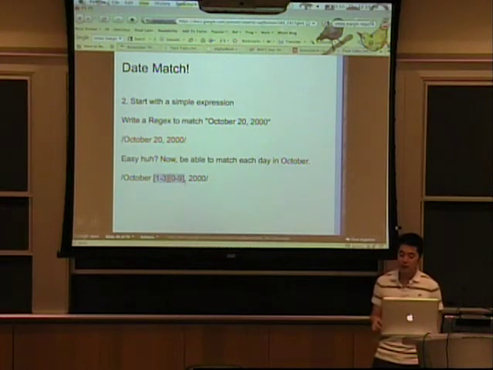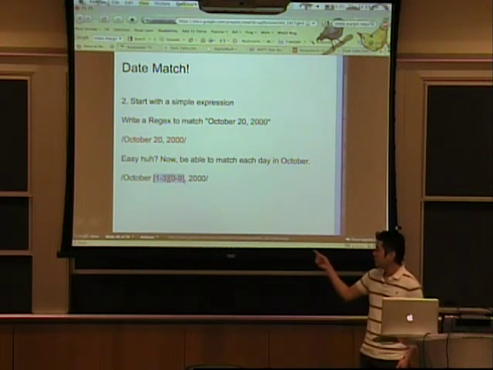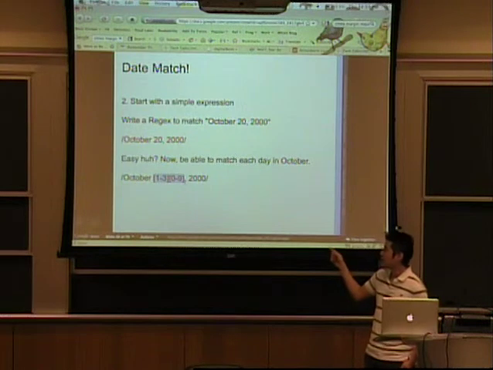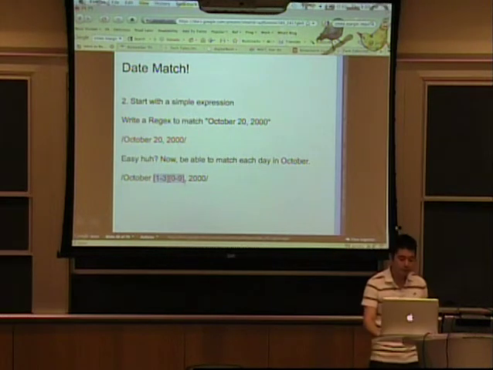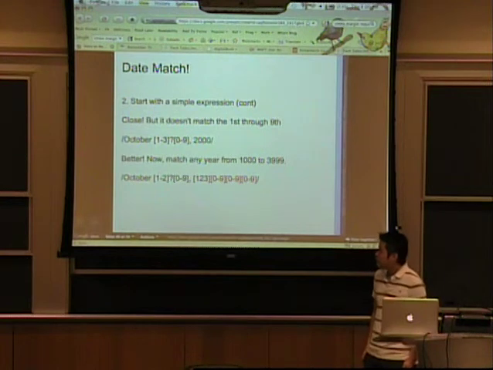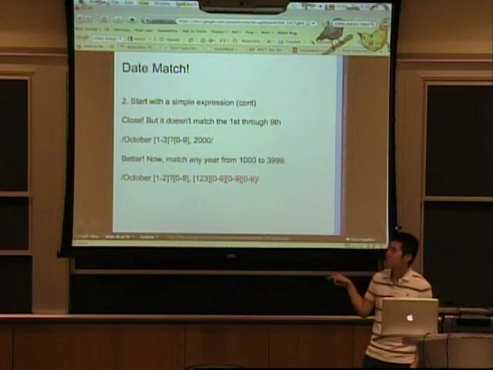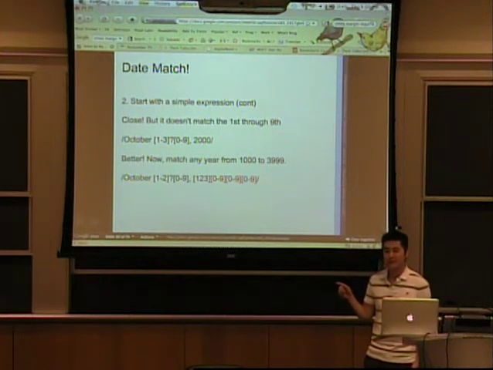Now, there's something wrong with this, which I'll go over in the next slide, but basically what we're trying to do here is match a 1 to a 3 and a 0 to a 9 as the second digit. Okay, so that regular expression before didn't match the first through the ninth, so we're going to make the first digit optional. And there are things wrong with this. For example, you could have October 39th and October 0th.